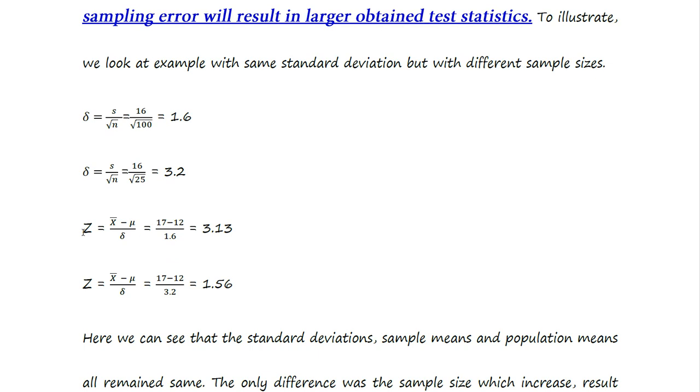Now here is the formula of the z-score for the first example. Z is equal to x bar minus mu over sigma. To calculate it, the sample mean is 17 minus the population mean 12, over 1.6, which gives 3.13. And the z formula for the second example, x bar minus mu over sigma, is 17 minus 12 over 3.2, which is equal to 1.56.